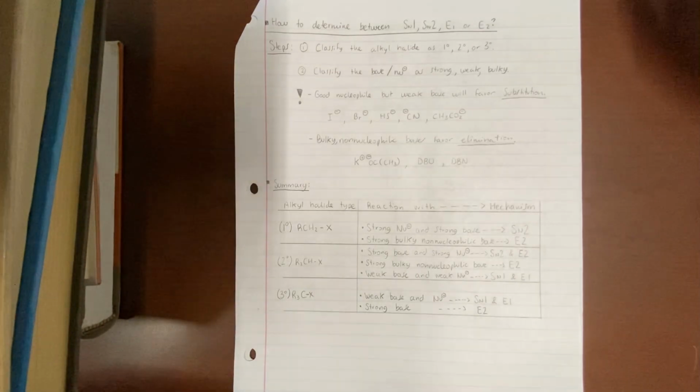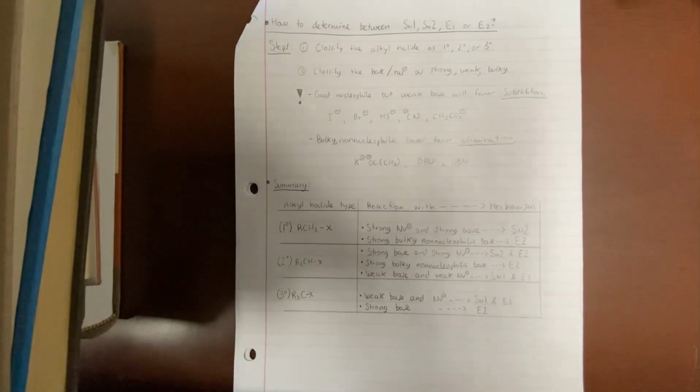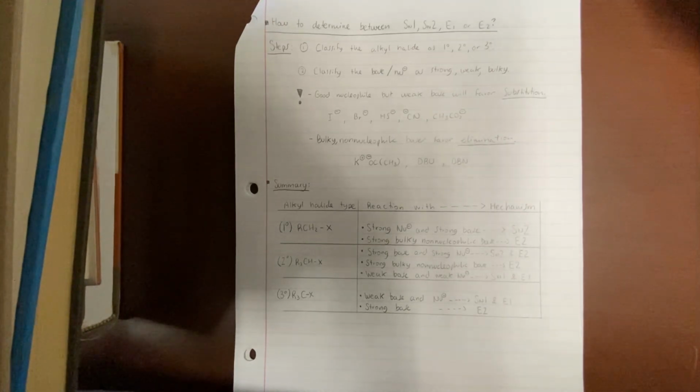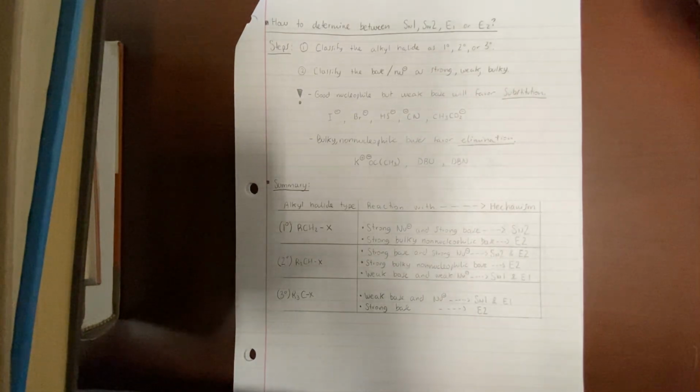So first of all, it's important to locate the alkyl halide and determine whether the carbon that is attached to the halogen is a primary carbon. It's good to label them as a primary carbon, a secondary carbon, or a tertiary carbon. That is because substitution reactions need to attack the carbon, right?